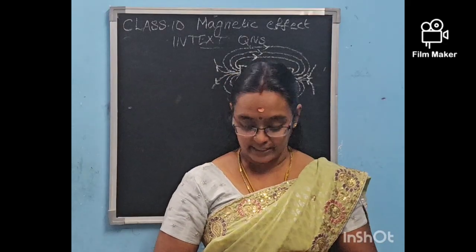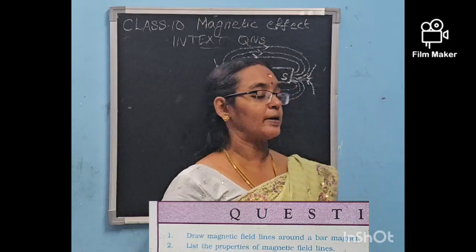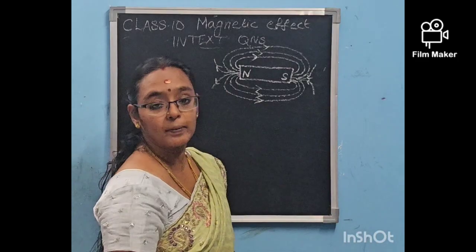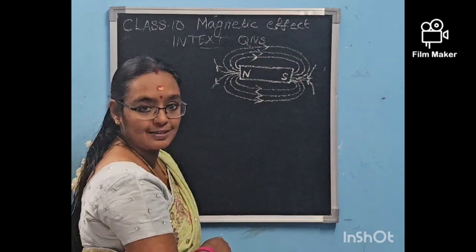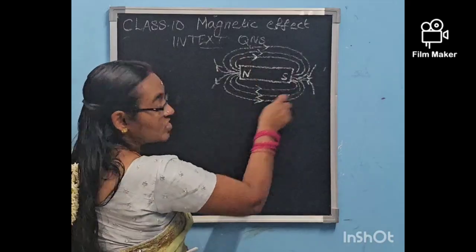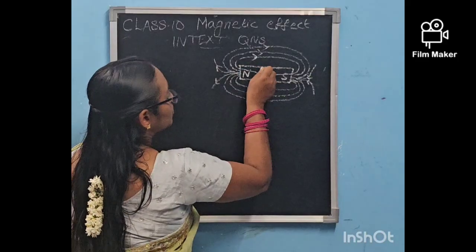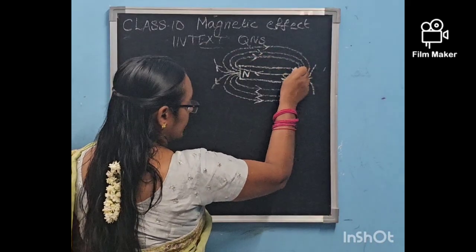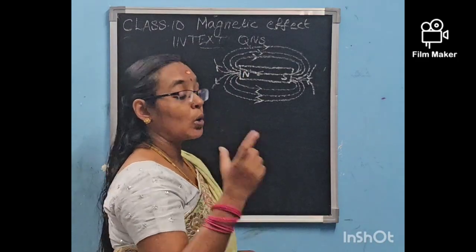In the same page, we can see the next question, that is, list the properties of the magnetic lines of force. Can you list the properties? The first point is that these lines move from north to south direction. The second is that they are curved and closed lines, because outside the magnet they move from north to south, and inside they move from south to north. So we can say the magnetic lines of force are closed.